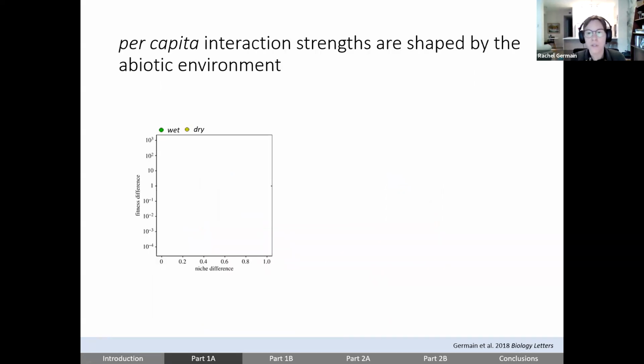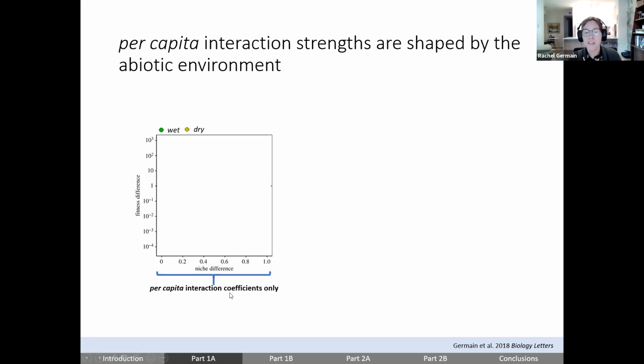And so I'm going to show you, this is kind of a roundabout way of getting at this, that the per capita interaction strengths are in fact shaped by the abiotic environment, and how we know that. So basically, you don't need to know too much about what these axes mean. The x-axis is basically an estimate of niche differentiation between two species, and fitness differences are more just overall competitive dominance of one species over the other.